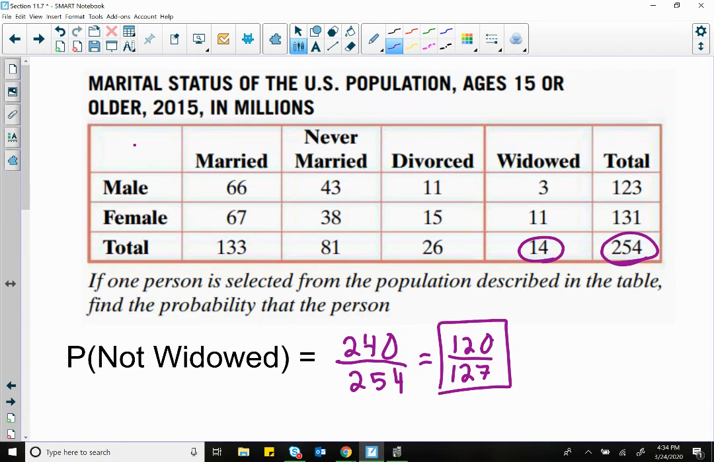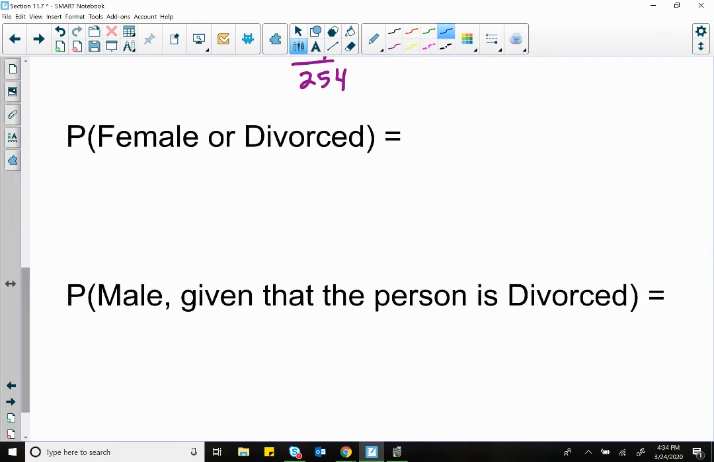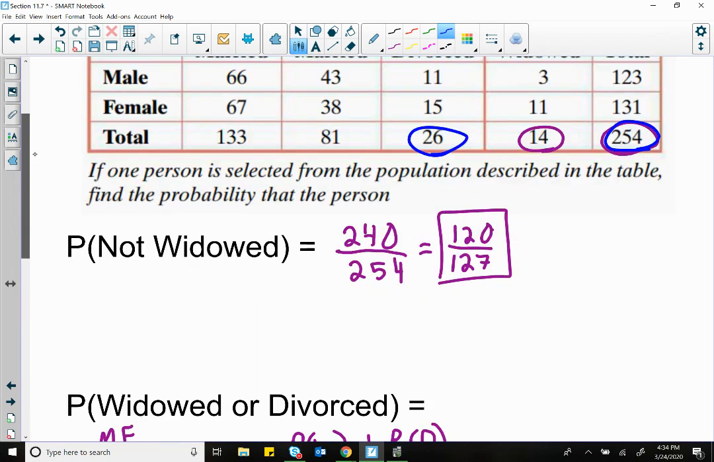Okay. Next one says, well, what's the probability of being divorced? Well, how many people are divorced? 26. Out of how many? 254. That was 26 over 254.